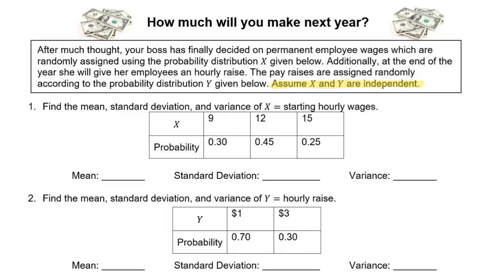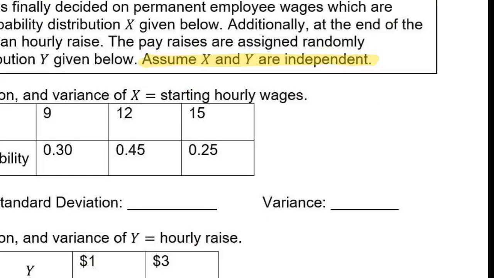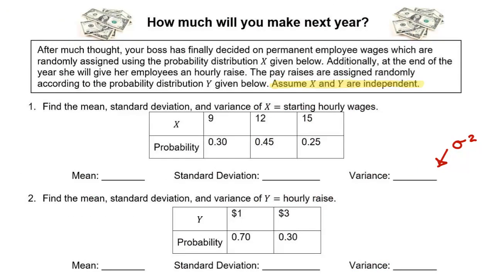I would like for you guys to find the mean, the standard deviation, and the variance for X. The mean, the standard deviation, and the variance for Y. And remember, the variance is the standard deviation squared. So use your graphing calculator to find the mean and the standard deviation. Once you find the standard deviation, you're going to take that number and square it to get the variance. So take a moment to do that, please, for both X and Y.